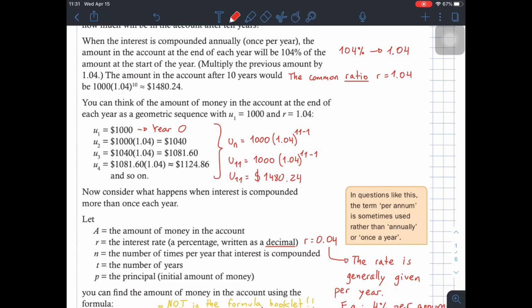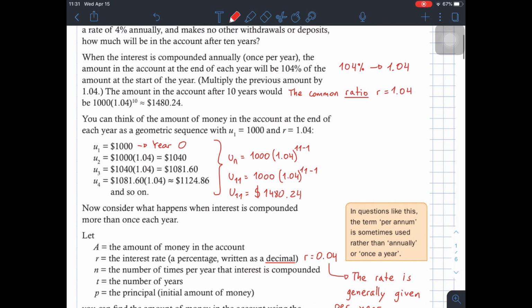So it says, when the interest is compounded annually, that means that it is paid once per year, the amount in the account at the end of each year will be 104% of the amount at the start of the year. That's if the interest rate is 4%. That means multiply the previous amount by 1.04, right? If we write 104% as decimals, that's the same as saying 1.04.